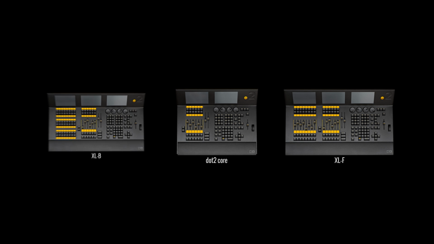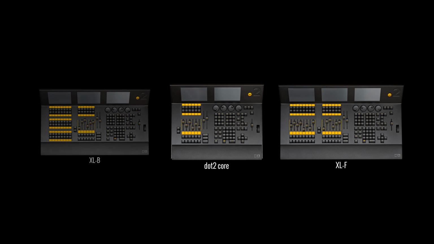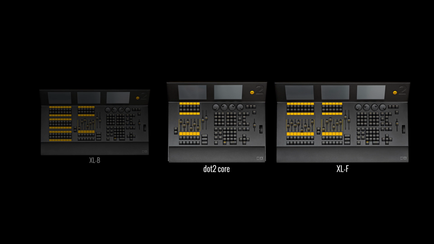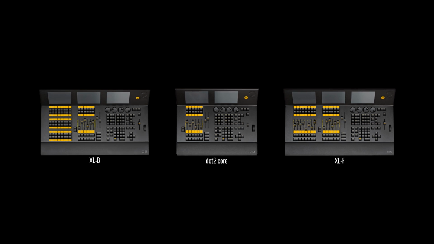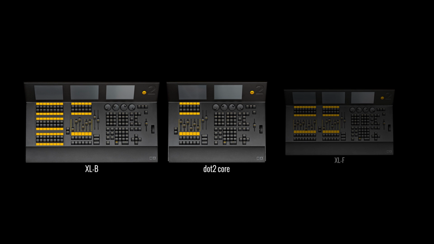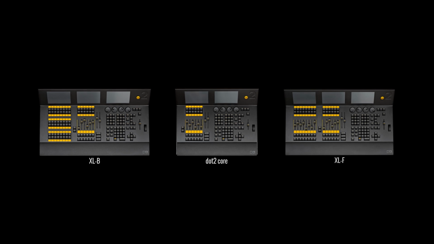The dot2 console is available in 3 versions, the Core, the XLF, and the XLB. The XLF is identical to the Core, but features an additional 8 executor faders and 16 button executors. The XLB comes with 48 extra buttons, but no extra faders. They all operate on the same software and can share show files.